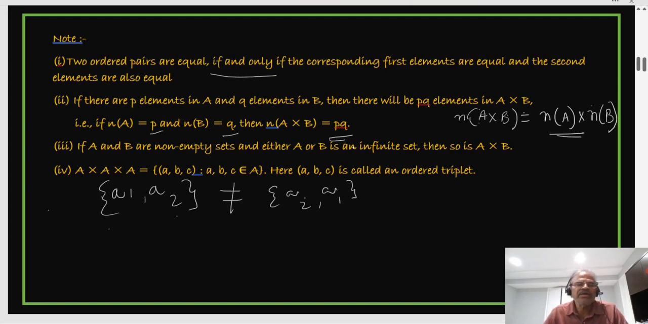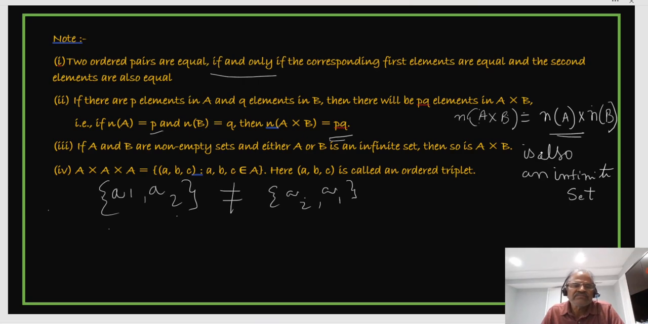And also, if A and B are non-empty sets, and either A or B is an infinite set, then so is A cross B. That means A cross B is also an infinite set.